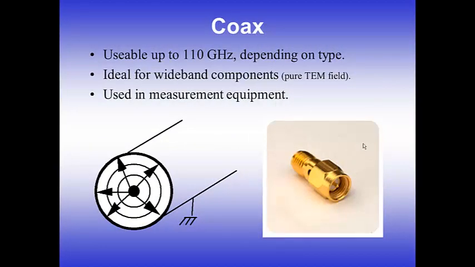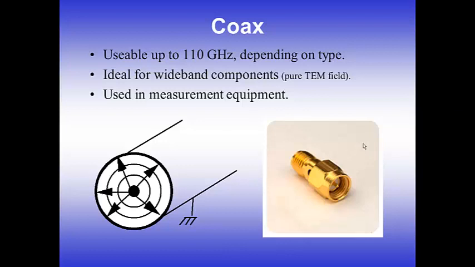Coaxial transmission lines, depending on the type of connector, are usable up to 110 gigahertz. It's very important to realise that these are ideal for broadband, for wideband components. That's a fairly sophisticated topic, but the reason is that the coaxial transmission line has what's called a pure TEM field, transverse electromagnetic. If you were to cut all the way at different points along this coaxial transmission line and look at the field pattern, you would see it looks exactly the same.